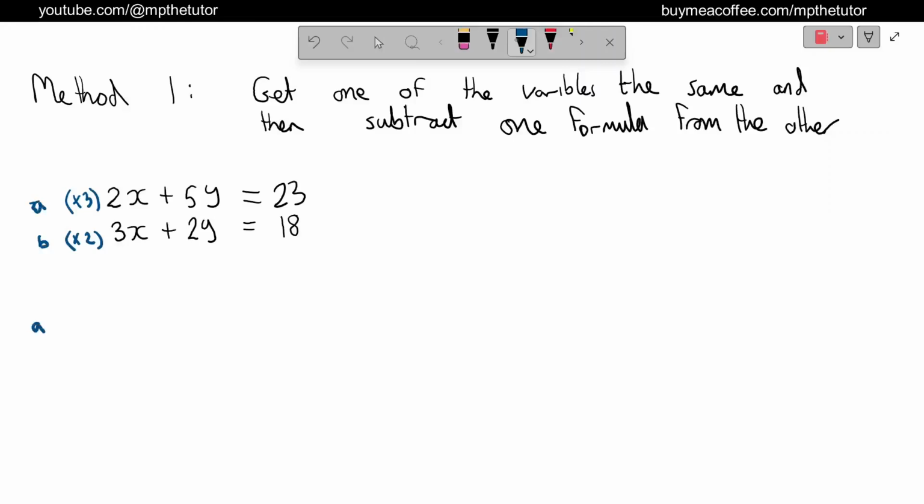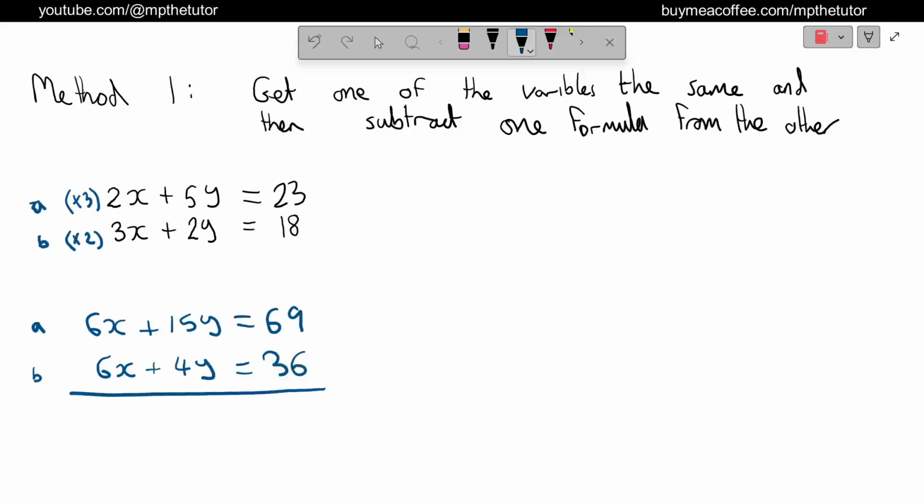So A, if I multiply that by 3, I've got 2x times 3 is 6x. 5y times 3 is 15y. And then 23 times 3 is 69. If I then have B and I multiply that one by 2, that means I get 6x plus 4y and 18 times 2 is 36.